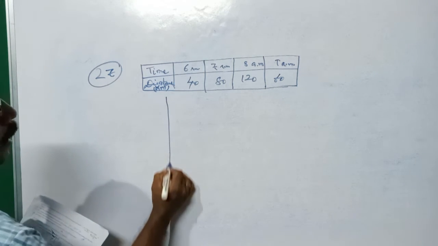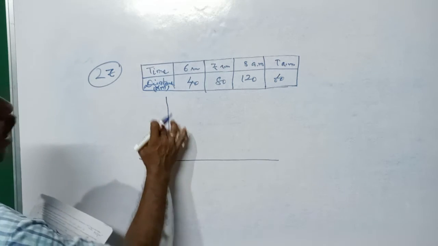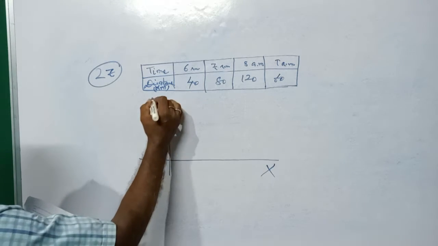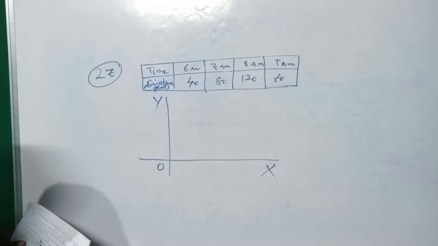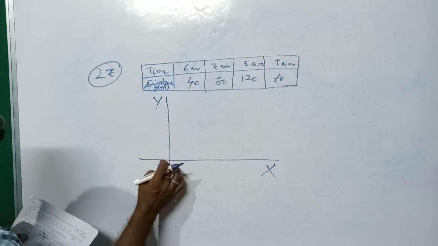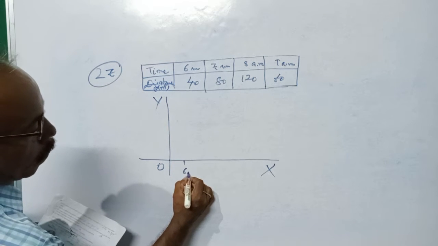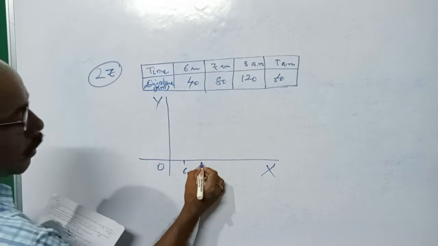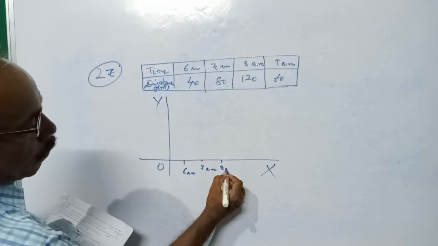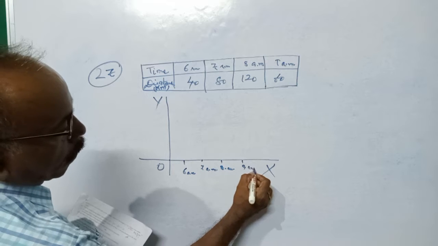Say this and this. Am I clear? This is horizontal, this is vertical. This horizontal line is called XO and the vertical line is called YO. This is 0, 0. This point is called the origin. Am I clear? Now say this is 6 a.m. Am I clear? This is 7 a.m. This is 8 a.m. and this is 9 a.m.